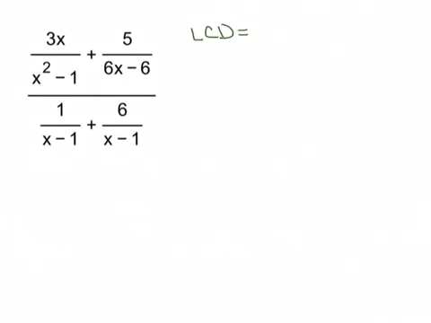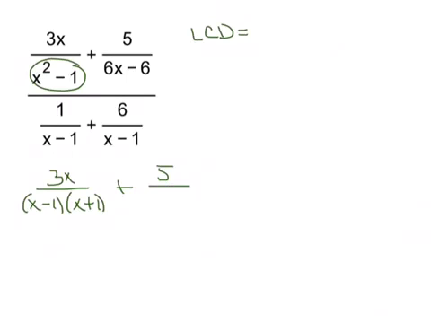So I'm going to rewrite this fraction by factoring out the denominators. X squared minus 1, that's the difference of two squares. That factors to x minus 1, x plus 1. And 6x minus 6, a 6 comes out as a greatest common factor, leaving us with an x minus 1 in the middle, in the denominator.